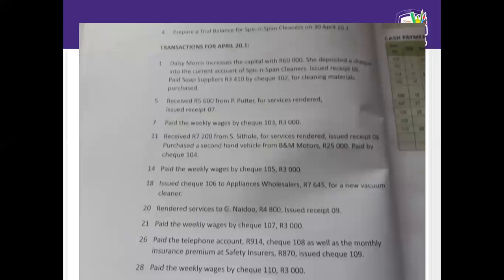On the first, Daisy Morris increases the capital with 60,000. So it's a capital transaction. She deposited a check into the current account of Spick and Span Cleaners. So she's deposited it into the bank account. Issue receipt 06. Right. I'm going to stop there because the next transaction, still on the first, is another transaction. So let's just finish that first one. That's about capital of 60,000. Right. Which journal? CRJ or CPJ?